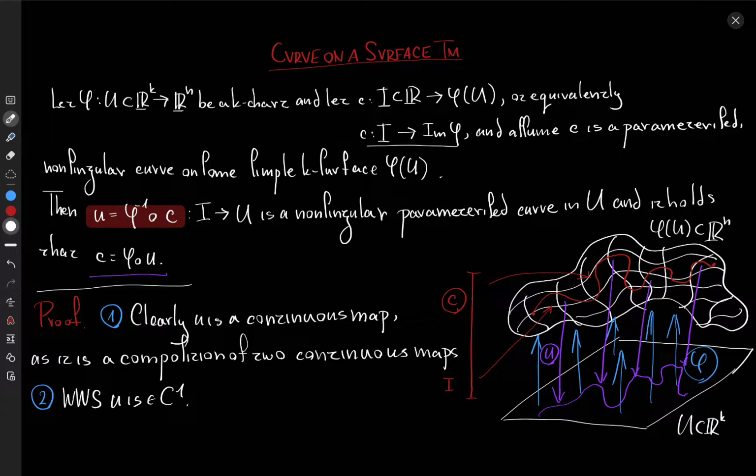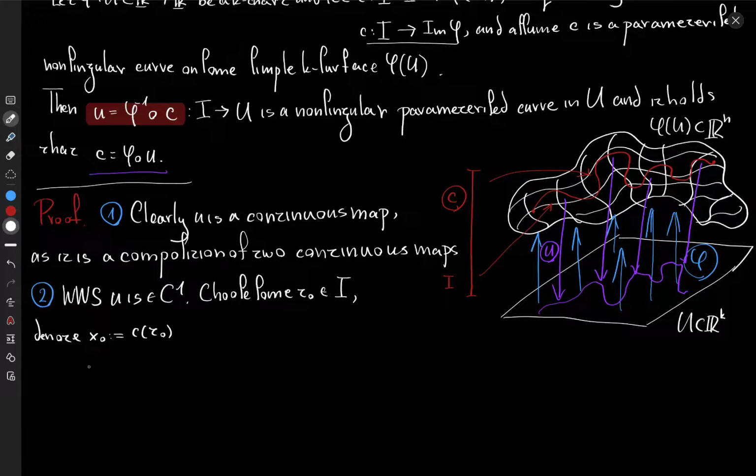Now, how do we do it? It's quite straightforward, actually. Choose some starting point t0, which is an element of the real interval I, and denote x0 as the point of the curve C at t0, and we also denote u0 as phi inverse of x0.